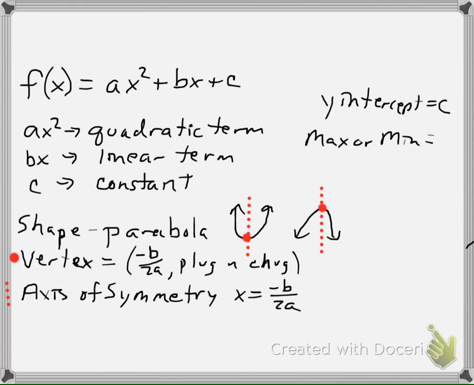To find the value of that maximum or minimum, you simply take the y-coordinate of the vertex, which you've already found by plugging and chugging, which we'll talk about. Okay? So there's your information. And now what we're going to do is we're going to do 3 examples together, and then you're going to have 3 for homework. Okay? That's the plan today.